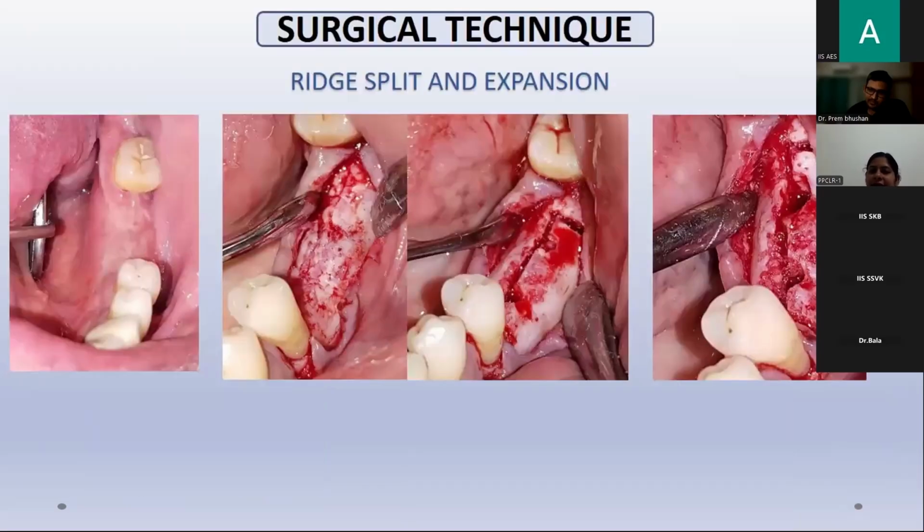Again, the surgical technique: we placed a paracrestal incision, and a full-thickness mucoperiosteal flap was reflected. Osteotomy sites were prepared up to 3 mm in diameter. Then, using the saw from the Split Master toolkit, we made a horizontal ridge split. Later, a vertical ridge split was done, 3 mm mesial and distal to the osteotomy site.